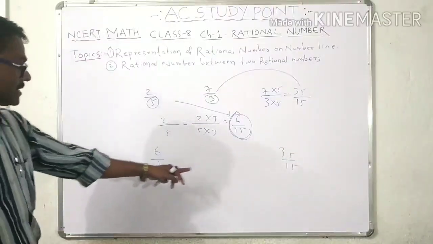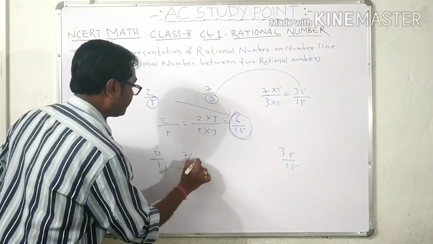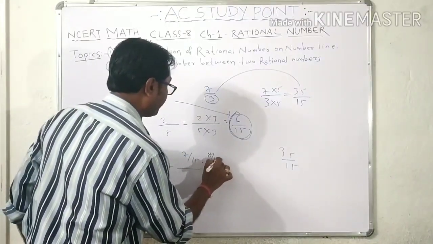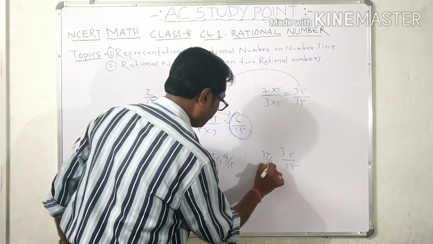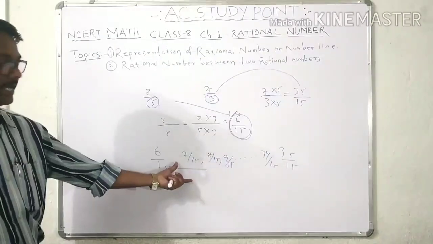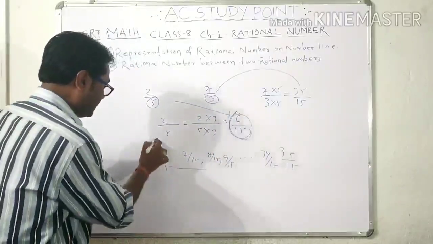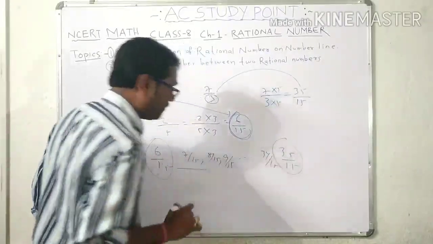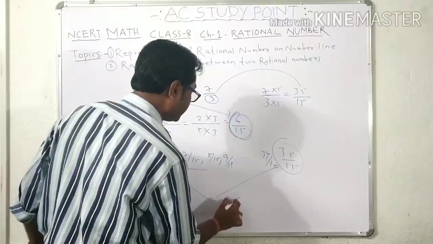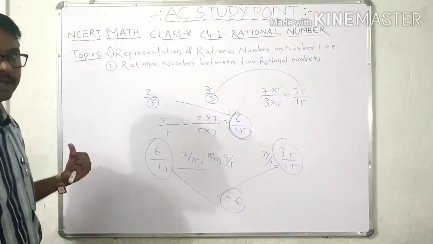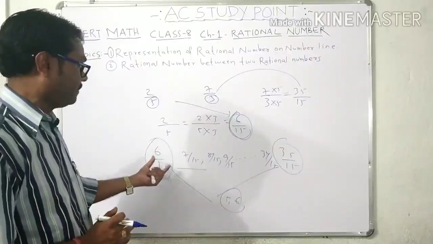So how many rational numbers lie between 6 by 15 and 35 by 15? You can write 7 by 15, then 8 by 15, 9 by 15, up to 34 by 15. See here, student, an infinite number of rational numbers can lie between any two rational numbers. According to your standard you will need to find maximum 5 or 6, but you can find thousands of rational numbers in between.